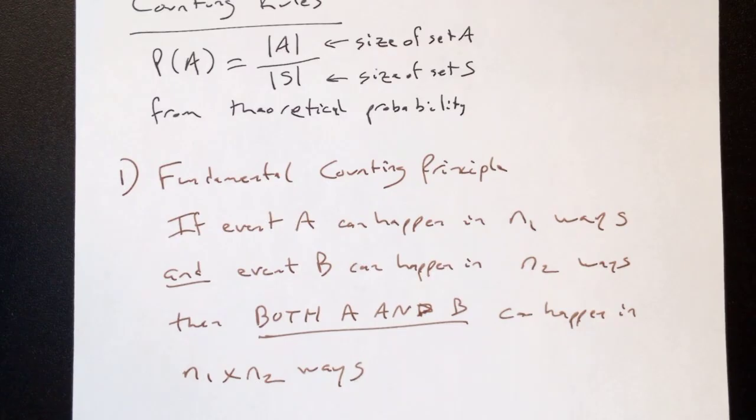Let's suppose I'm really not looking at a single draw of a card, or a single coin flip, or a single roll of the dice. I'm looking at multiple. Start with 2. If I have 2 events, event 1 happens in n1 ways, event 2 happens in n2 ways, then both A and B. I want both of them to happen. How many different ways can that happen? Well, it's one from column A and one from column B. So n1 times n2 ways.